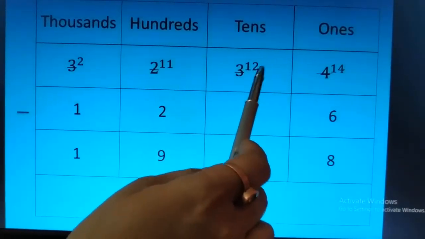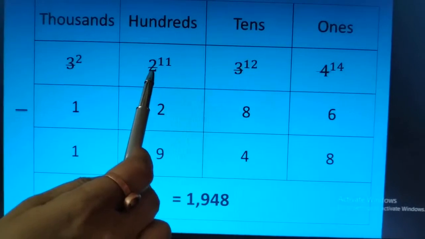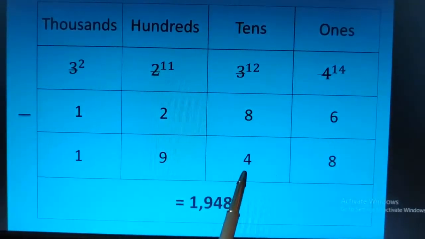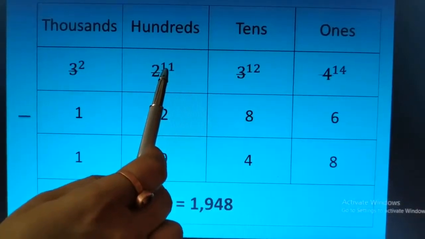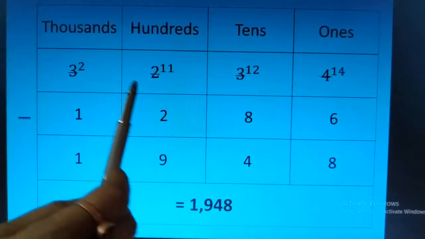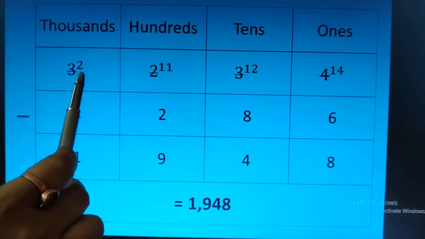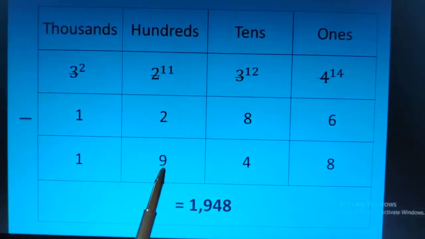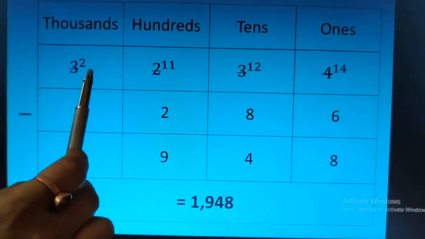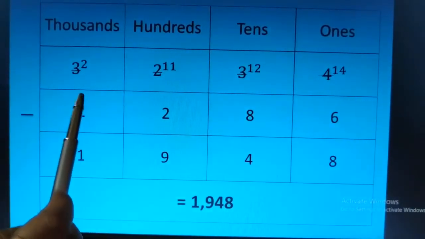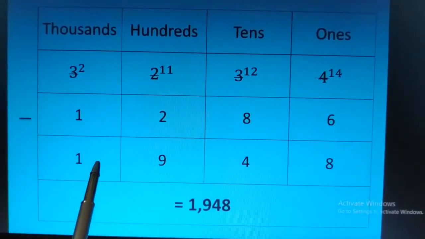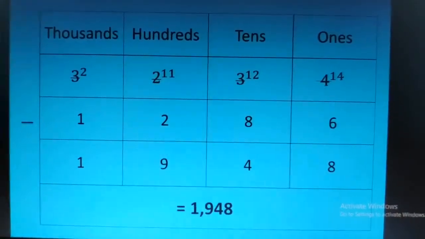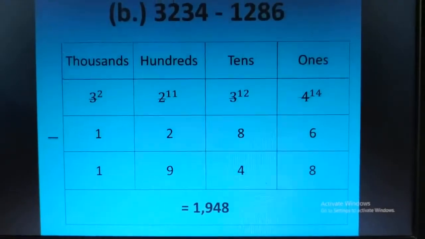We can't subtract 2 minus 8. So we will borrow from the 100 place. So 12 minus 8 is equal to 4. There is 1. We can't subtract 1 minus 2. So we will borrow from the 1000 place. So 11. 11 minus 2 is equal to 9 and there will remain 2. 2 minus 1 is equal to 1. Our difference is 1948.